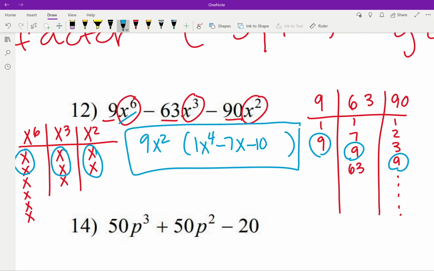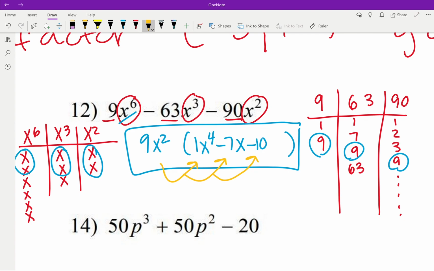And let's say this is a little confusing to you. You're not sure if this is the correct answer. What we can do is distribute this back in, just like how we learned yesterday. And you can double check your answer by multiplying each of these terms. So for example, let me do it backwards so you can see.